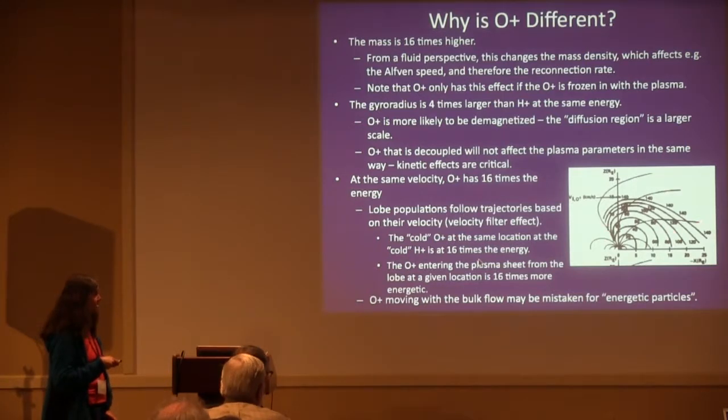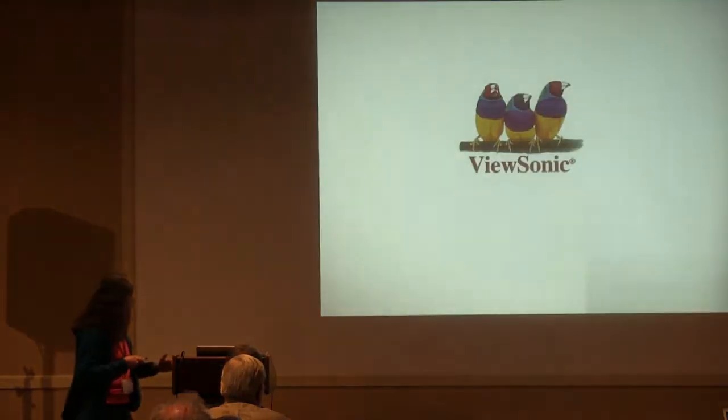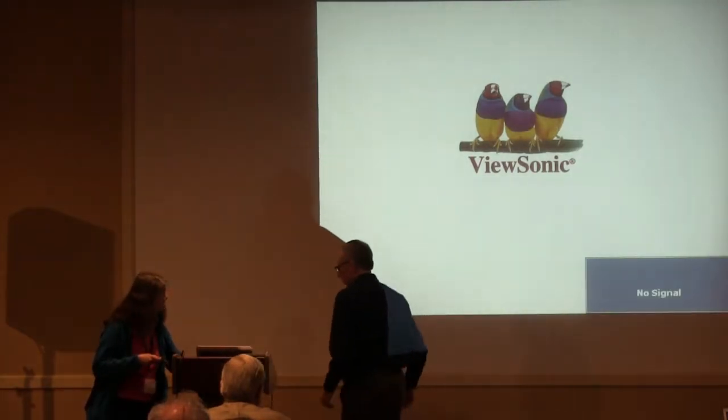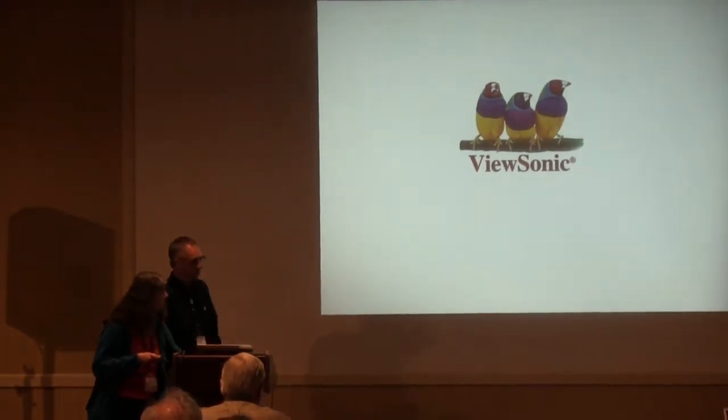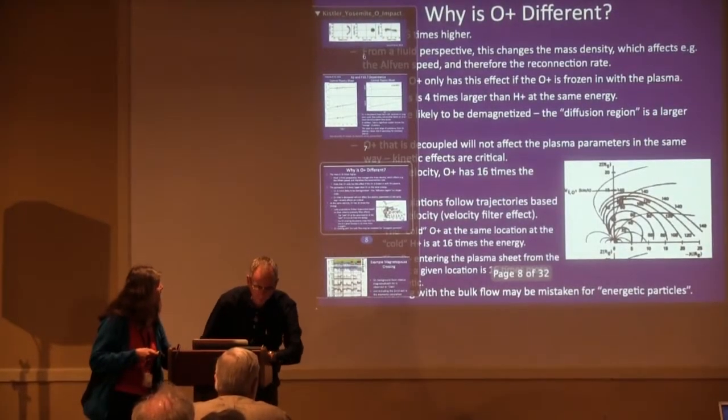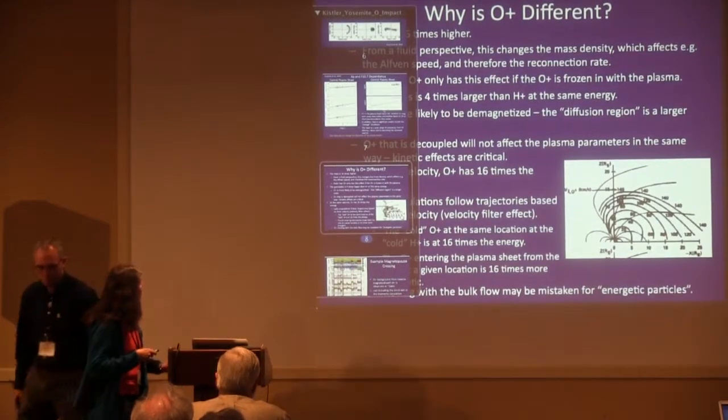And so that means if you look at a particular point, the oxygen that's on that trajectory, whoops, why did that happen? Why did it go out? And why does it now have this thing on the side?